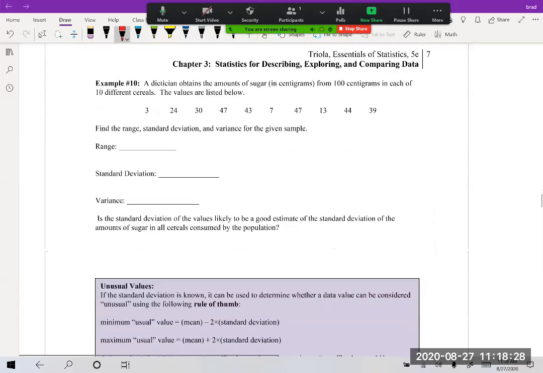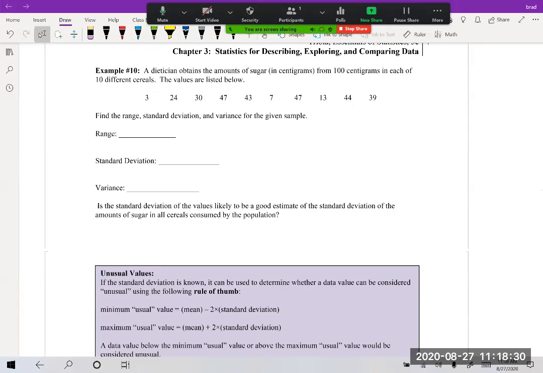Okay, so let's take a look at this problem. It says a dietitian obtains the amount of sugar in centigrams from 100 centigrams in each of 10 different cereals. The values are listed below: 3, 24, 30, so on and so on. Find the range, standard deviation, and variance for the given sample. So I do not want to do this one by hand because it's too many values. So what I'm going to do is use my calculator. So I'm going to take out my calculator.